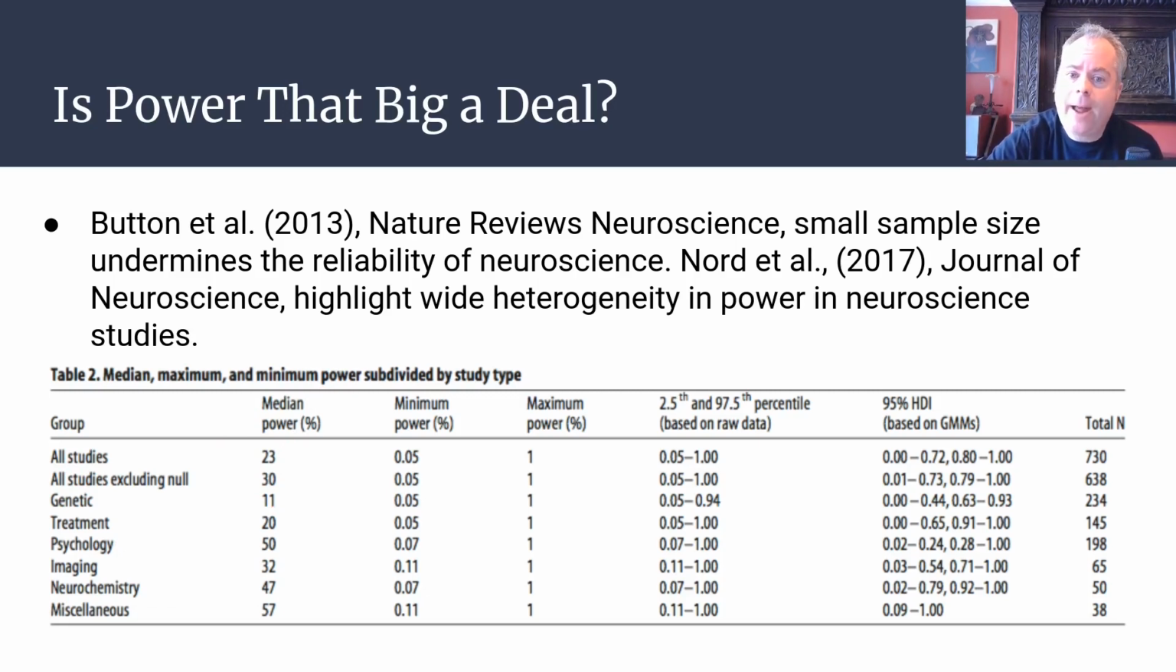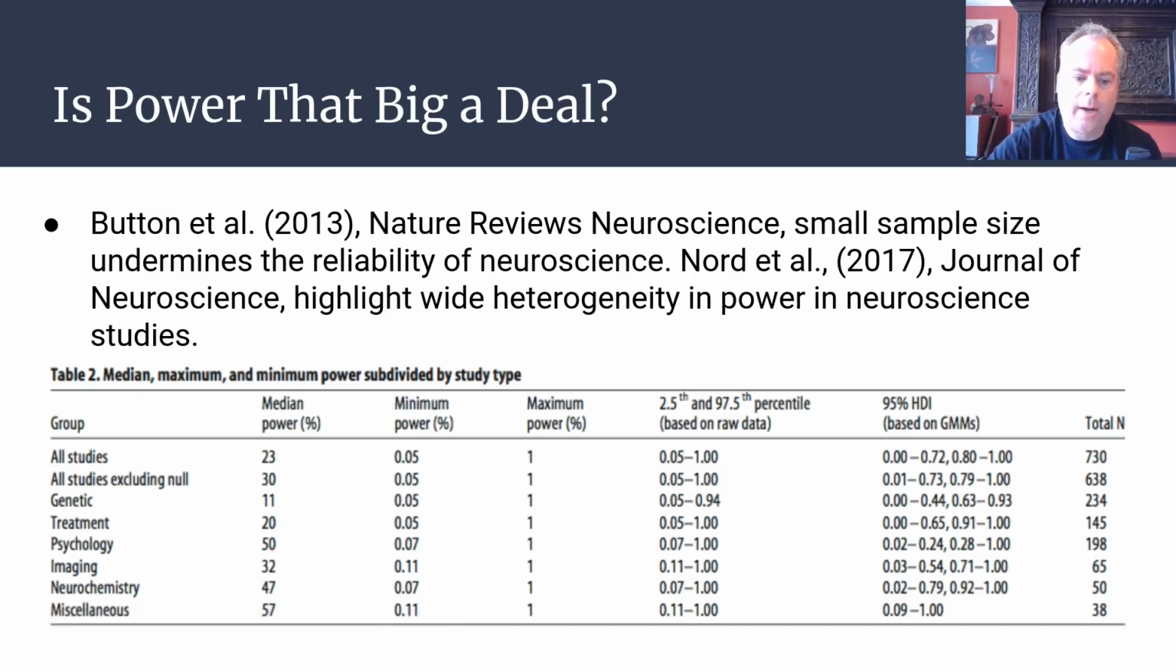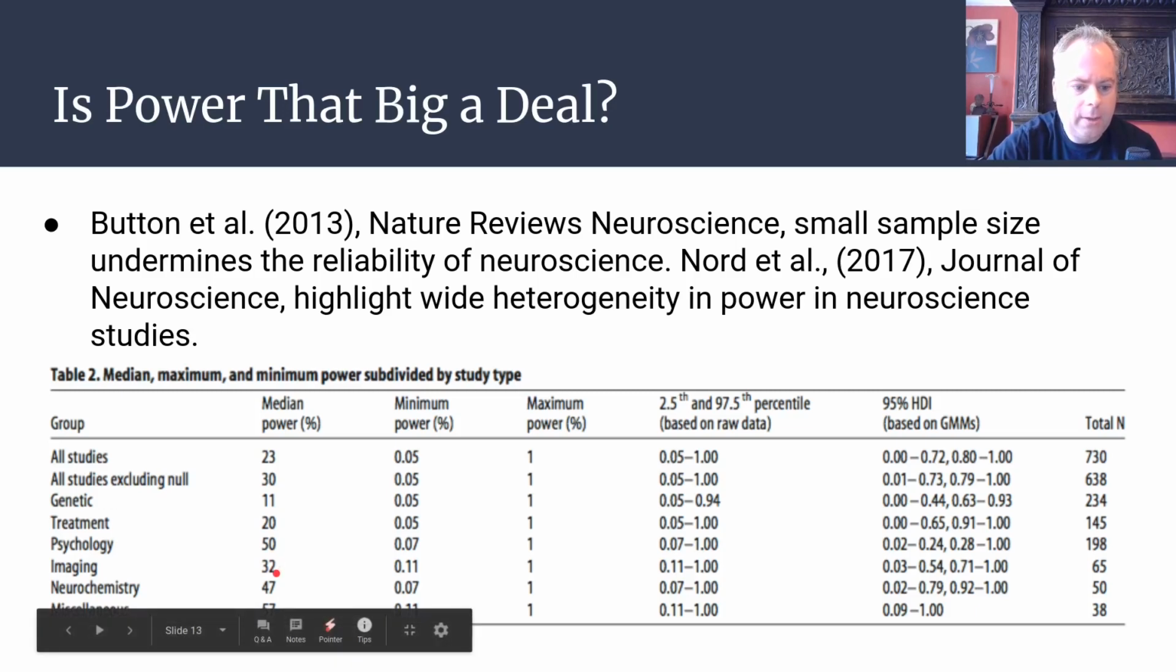So even though effects are there to be found, only 11 times out of 100 are those studies going to be able to find those effects. Psychology is a little better, it's about 50, but that's still quite low actually. It's not much different from how things were in 1960. Imaging is down at 32. So you can kind of see there's quite a range here, but there aren't any that look fantastic.